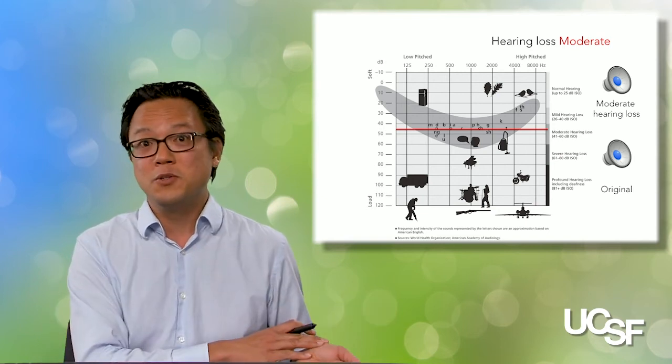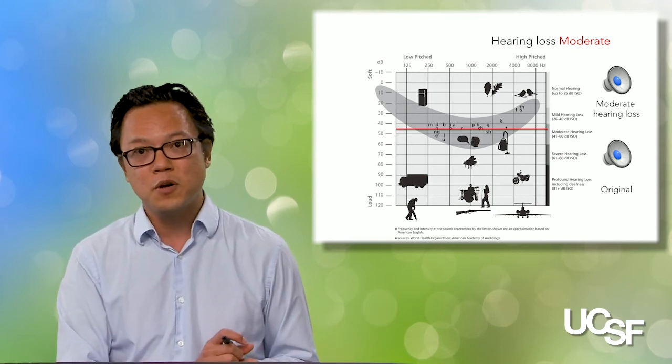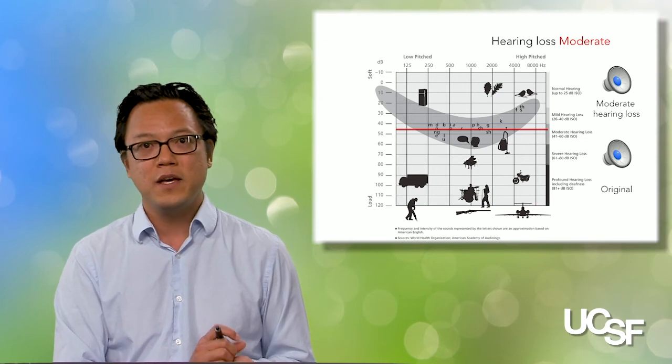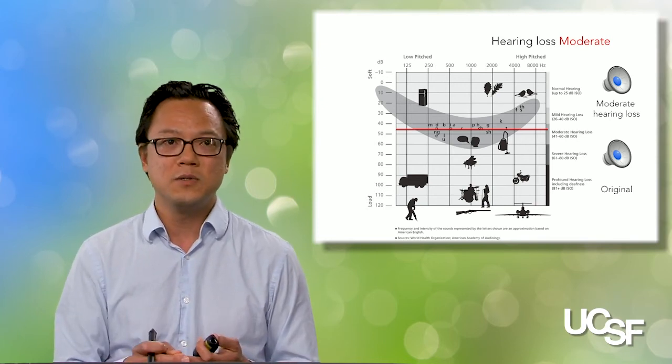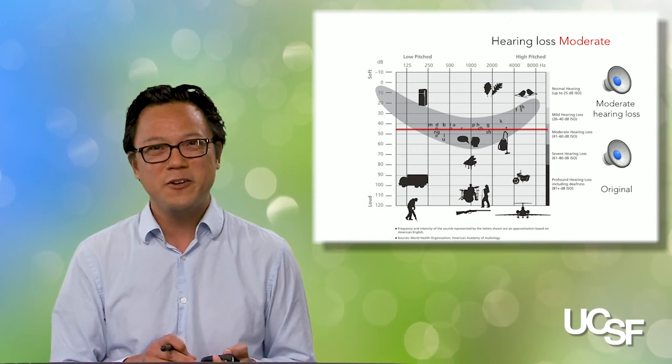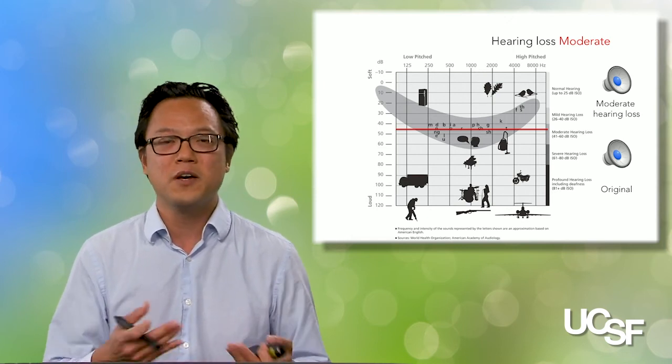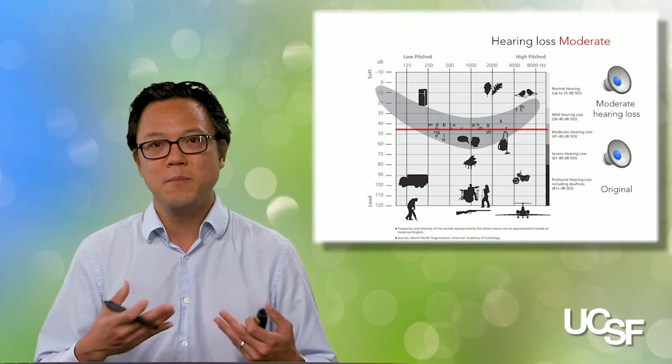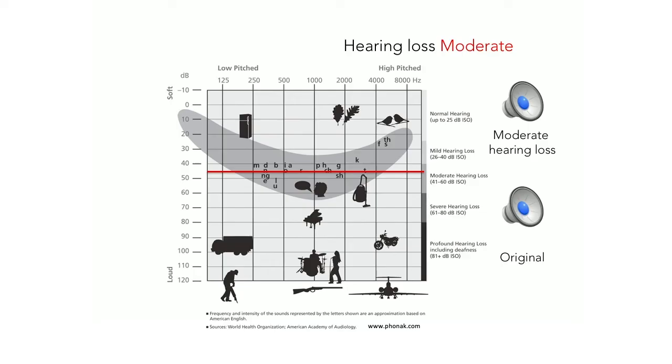In babies or young children, this can lead to significant and permanent speech and language delays. And in older adults, it can lead to significant cognitive decline, dementia, and depression. And hearing loss is actually noted by the World Health Organization as one of the most impactful health conditions. A moderate hearing loss is simulated here.